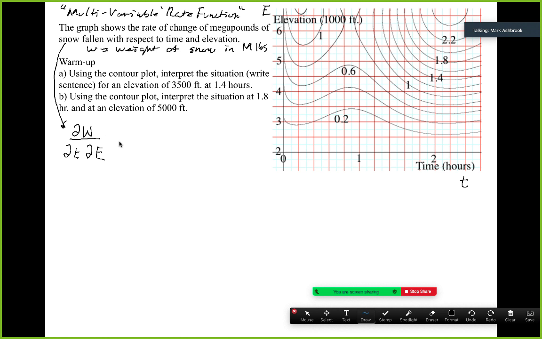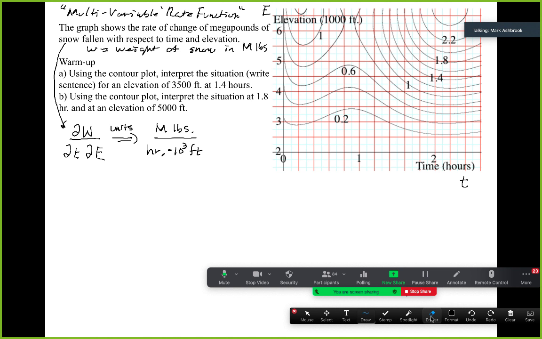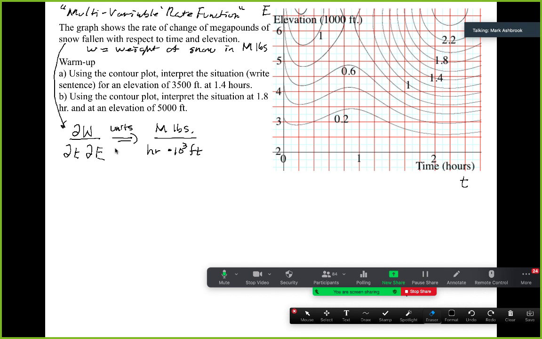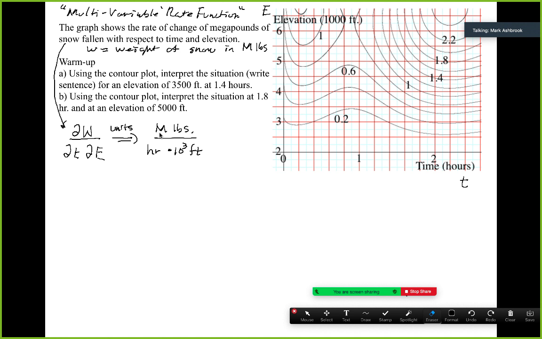So it's a rate of change that has built in both changes, and so then the units of that are what? Megapounds per hour and 1,000 feet. Okay, so does that make sense? So what's the difference now? We have two independent variables, both part of the rate. And so that's what makes it a multivariable rate function. To have a multivariable rate function like that, you've got to have your quantities in the numerator, per your independent units, and then all of them, or in this case 2, will be in the denominator like that.